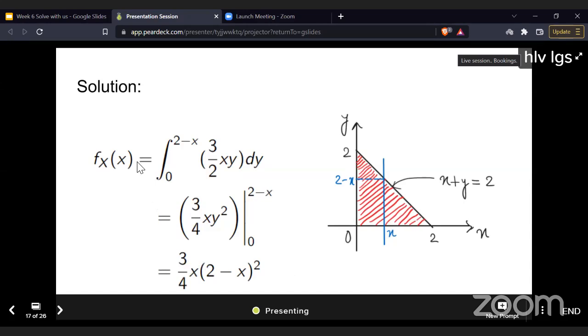So you can take this as an exercise. Try to verify that if you integrate f of x over this whole range 0 to 2, because x is taking values from 0 to 2, you will get f of x to be 1.